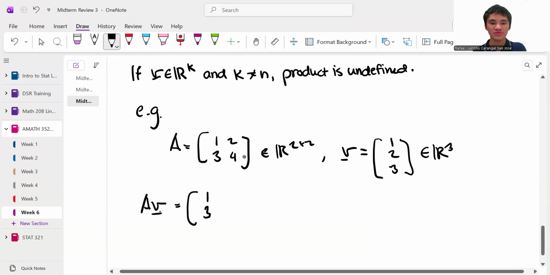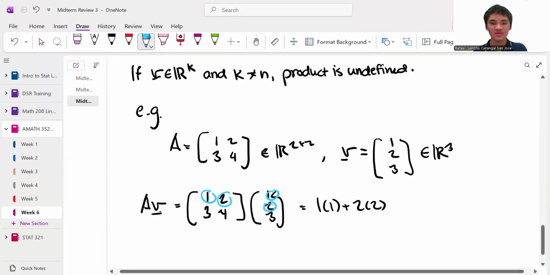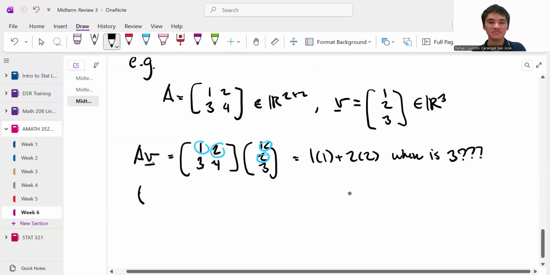Well, okay, we can try and multiply. Let's try multiplying this one. We get 1 times 1, so I'm mapping this one to this one. And then we say plus 2 times 2, so I'm mapping this one to this one. And then, whoa, what do we map to 3? Where is 3? So we know this is undefined.